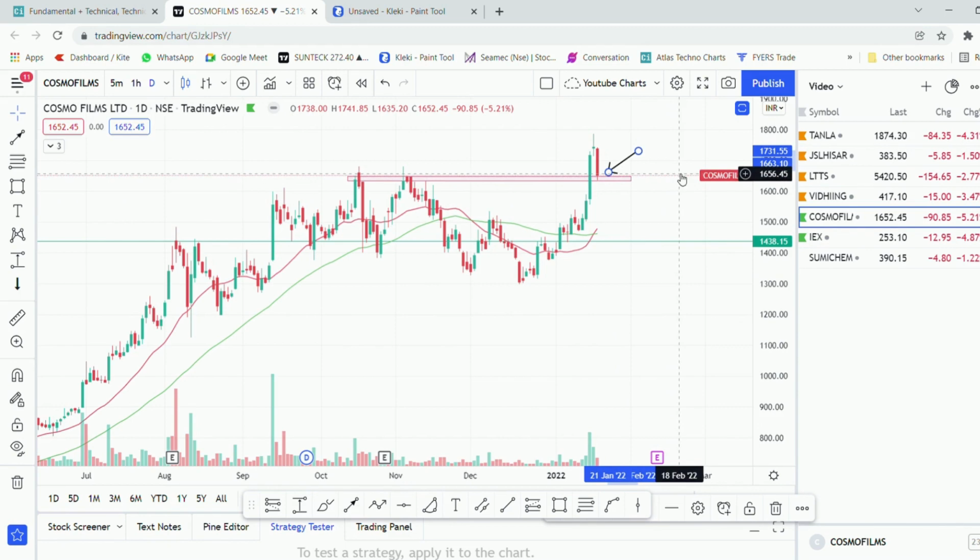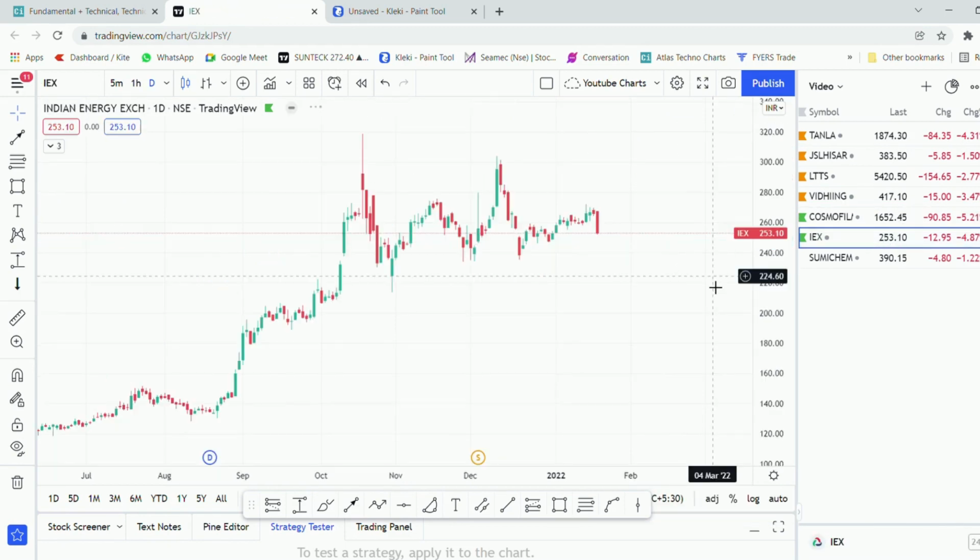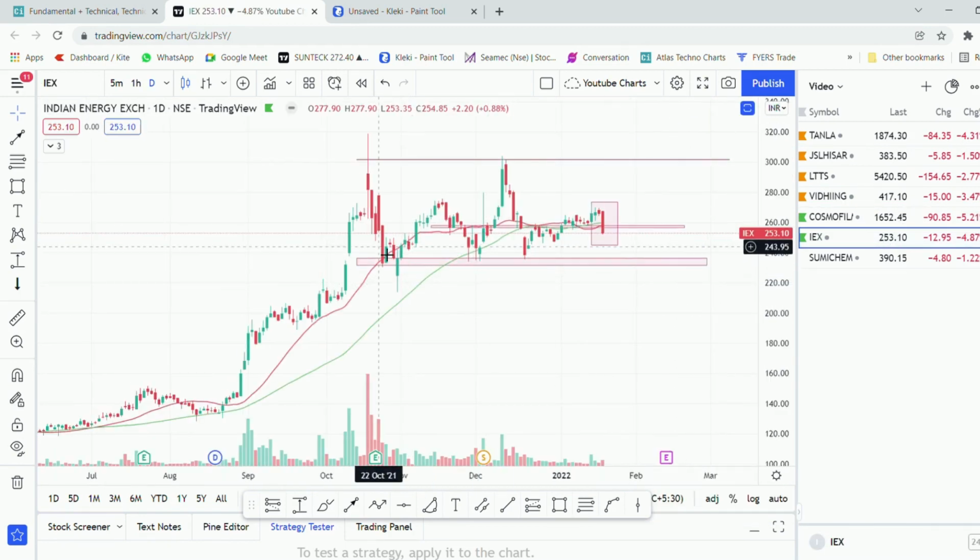Okay, then next we have IEX, where we can clearly see that the stock is in a sideways zone, and this type of bigger bearish engulfing candle is not a good idea to take a trade upon. So we would reject this stock also based upon the price action and the candlestick pattern that we can see.